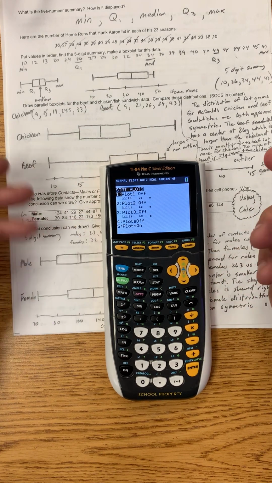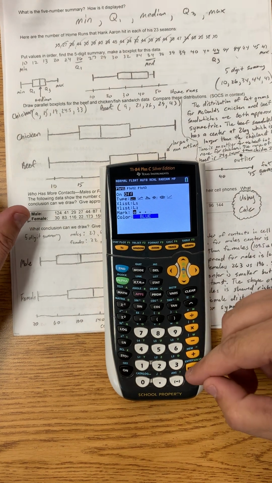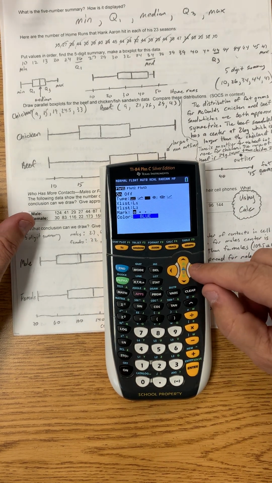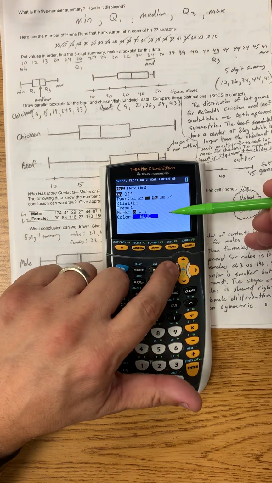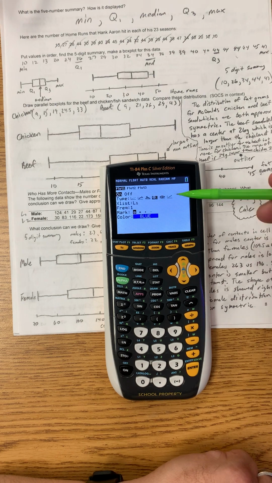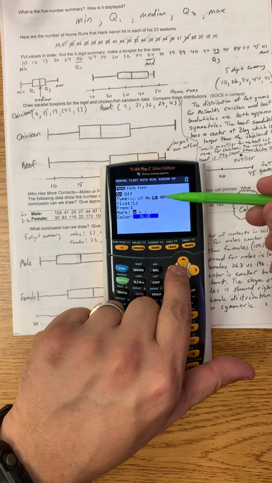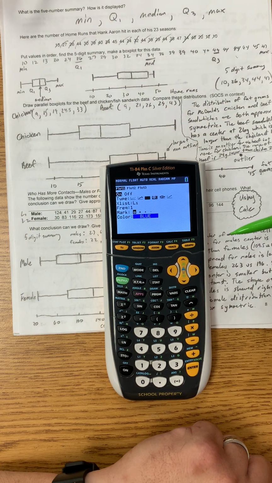But so we need to turn these on. Right now it's factory preset to off. So I need to toggle to on, and then I'm going to come down here and pick the one that shows the outliers. If I go over and hit enter, now you can see this one is highlighted and the other ones are not. If this box plot will disregard the outliers, it'll just use the five-number summary regardless of outliers.